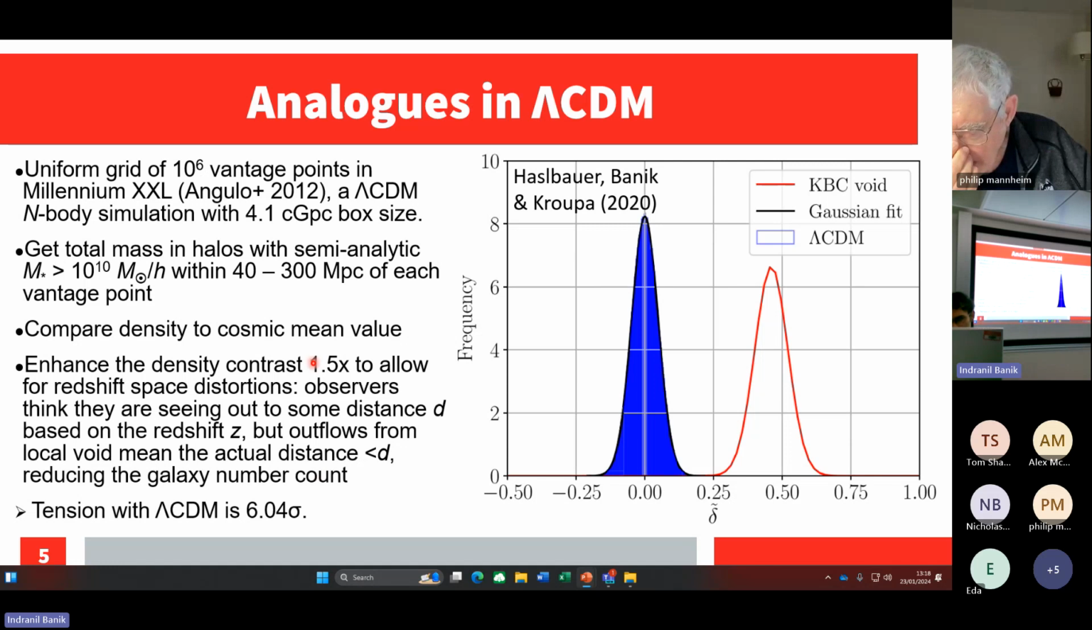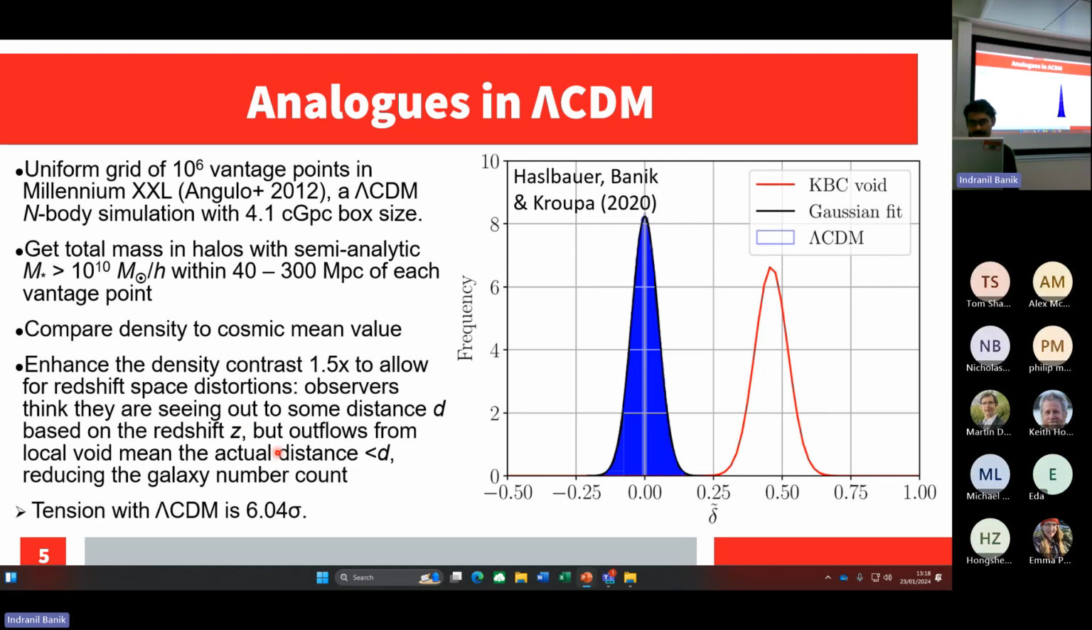So one thing that's been allowed for in this model is that the density contrasts have been enhanced by a factor of 1.5 in the lambda CDM case, because observers think they're seeing out to some distance based on the redshift, but this assumes a uniform relation between distance and redshift. In other words, assuming there's no void. In reality, because there is, the actual distance they're observing for any given redshift is slightly smaller, and therefore there are fewer galaxies in that region. So that has the effect of slightly enhancing any actual void and makes it easier for observers to detect.